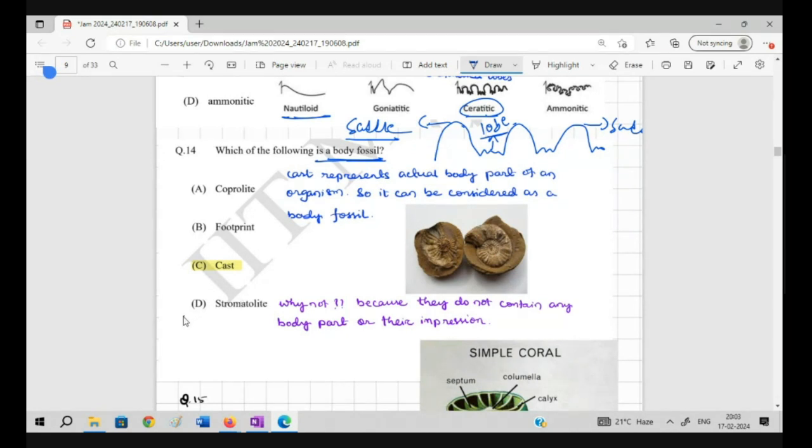It will be option D because of the stromatolites. These are the fossil where the whole body of the organism is preserved. But whether it is a coprolite, footprint, or cast, they represent only a part of the body, not the whole body. If you see the footprint, it represents the impression of the foot only. They don't represent the whole body. Similarly with the coprolites and casts.